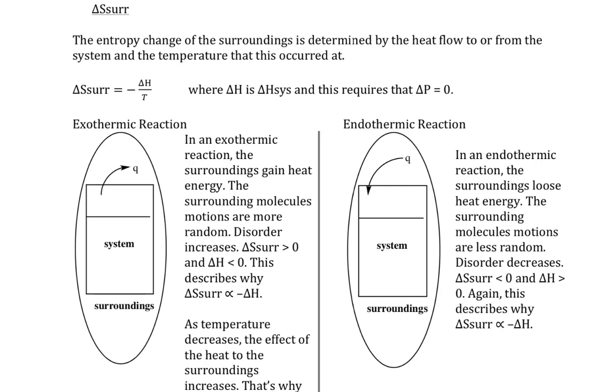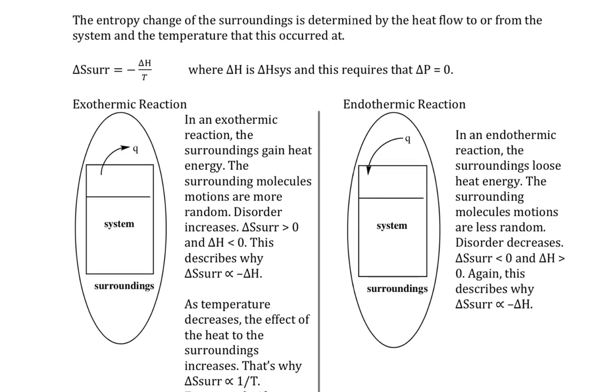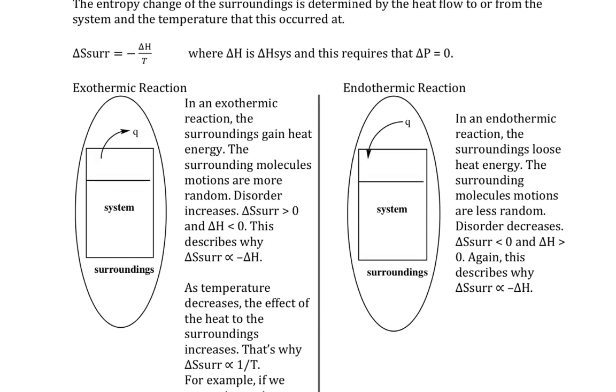For an exothermic reaction, heat is transferred from the system to the surroundings. So the surroundings' kinetic energy increases, they're moving around faster, and that makes for more randomness. So the surroundings have become more disordered. Whenever something becomes more disordered, its delta S increases, is greater than 0. So delta S of the surroundings for an exothermic reaction is greater than 0. But for an exothermic reaction, delta H is less than 0. That accounts for why delta S of the surroundings is proportional to negative delta H.